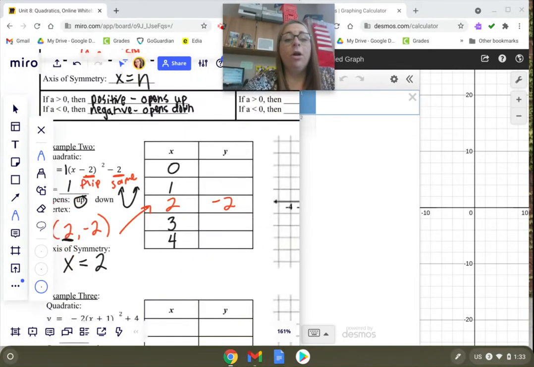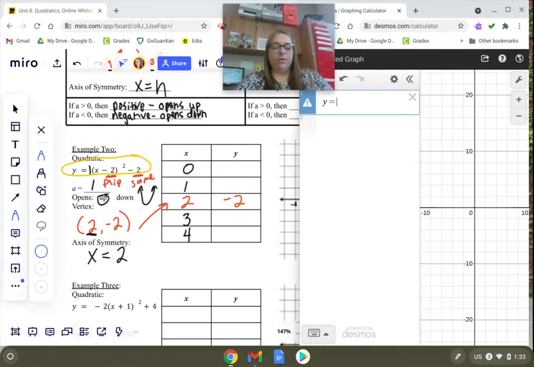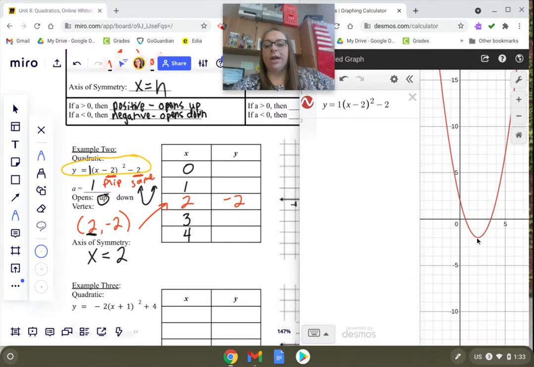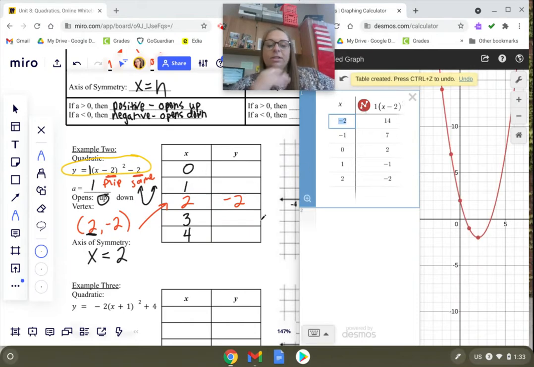But now I have to figure out what my y values are. So what I'm going to do is type in this equation: y equals 1(x minus 2) squared minus 2. From there, we can literally see the graph. We can double check my vertex is correct. We can also see my x-intercepts. But I want to fill out the table, so I'm going to hit the settings tool, then the table tool. That way I can fill in the rest of my numbers.